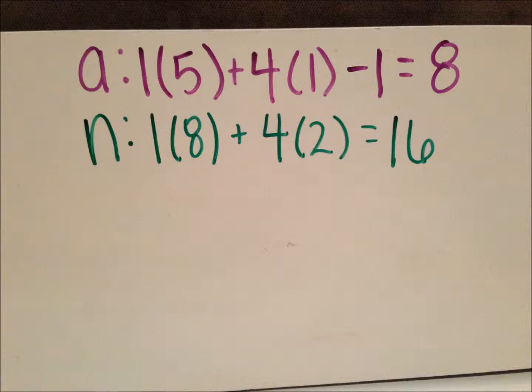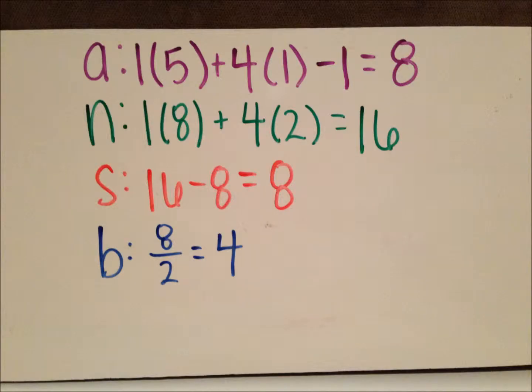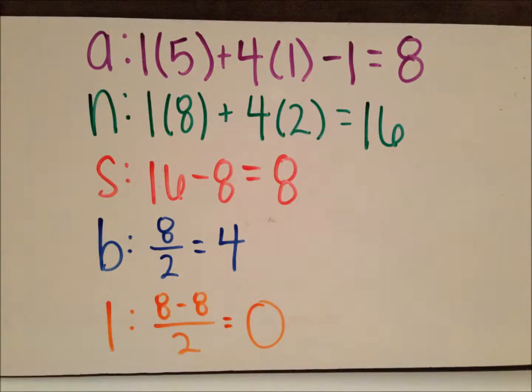As I said before, there's 1 nitrogen and there are 4 hydrogens in this compound. The nitrogen needs 8 valence electrons while hydrogen only needs 2. These added together are 16. N minus A equals 8 because 16 minus 8 equals 8. There are 4 bonds in this compound because you take S, which is 8, and you divide that by 2. There are 0 lone pairs in this compound because 8 minus 8 divided by 2 is 0.